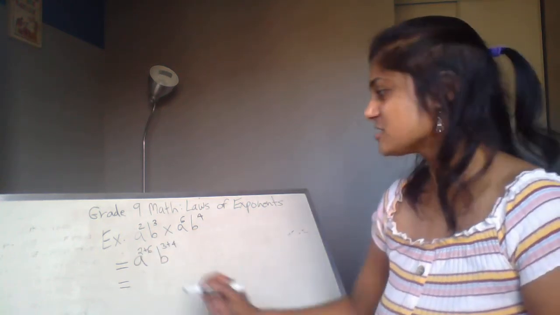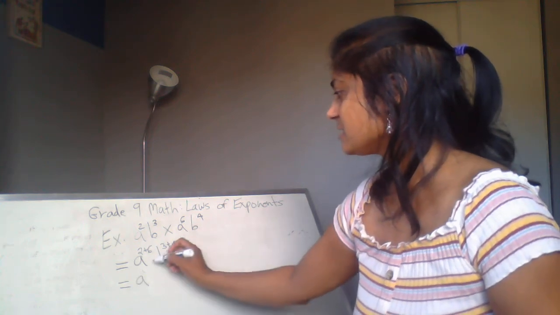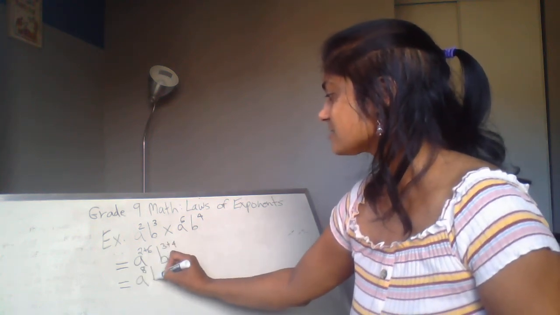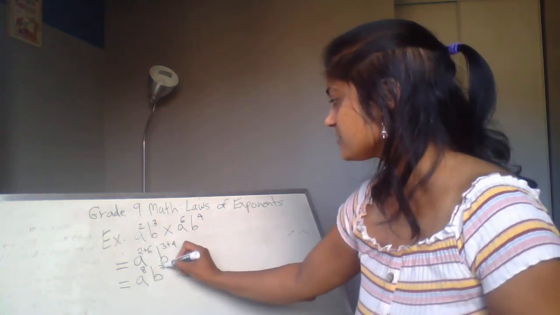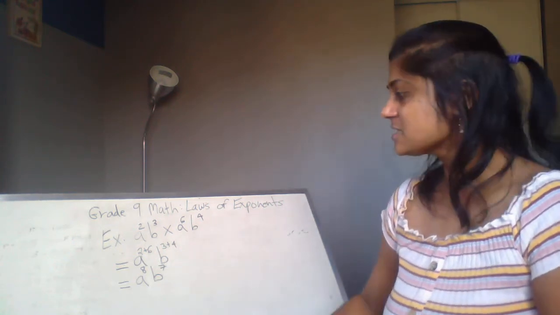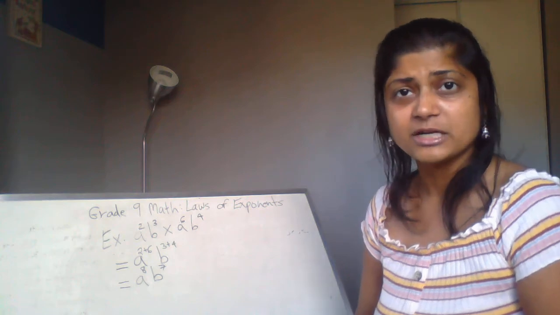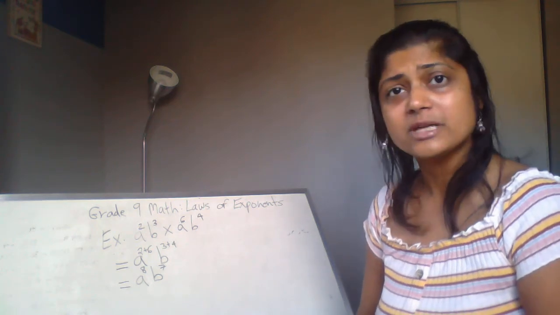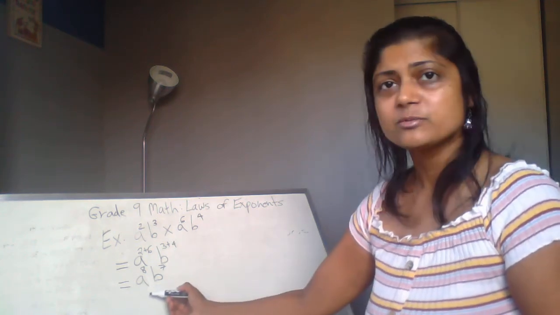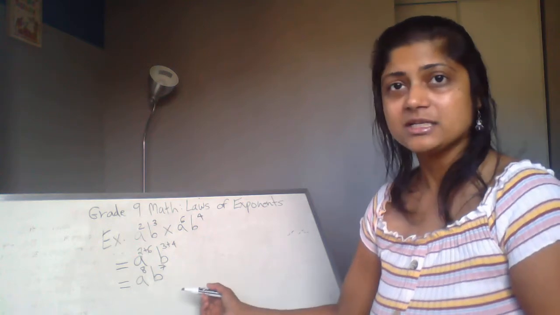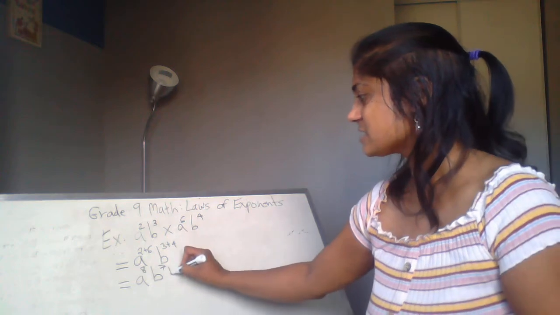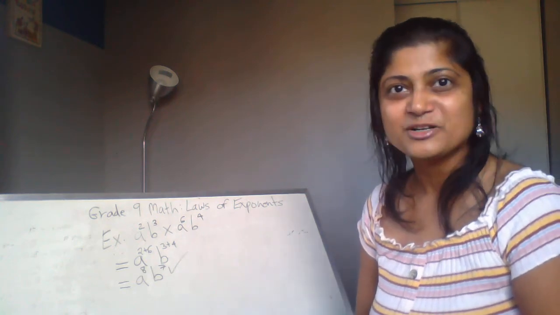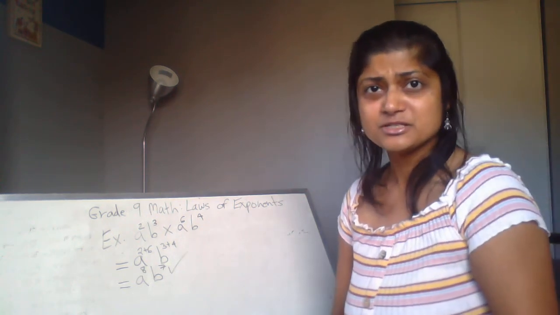So this is going to be equal to a to the power of 8, and then b is going to be to the power of 7. This is my final answer. If you look at the final answer, I can see that there are no like terms. One variable is a and the other one is b, so I can't simplify that anymore. That's how I know this is my final answer. Is everyone good so far?